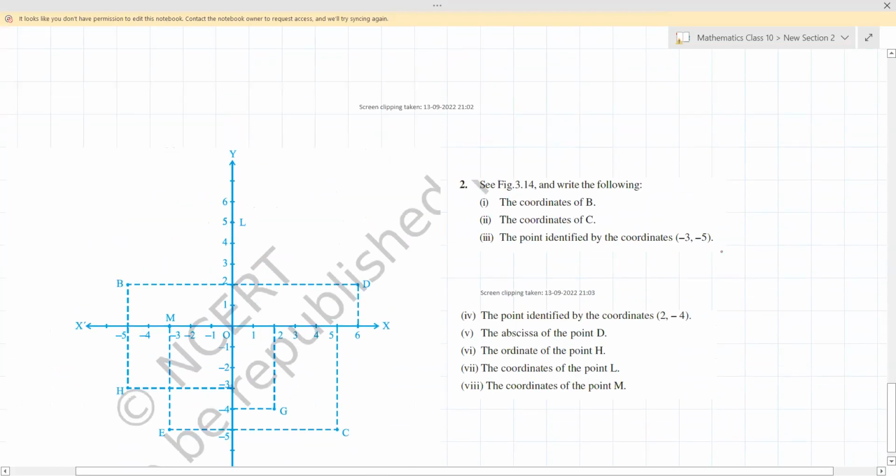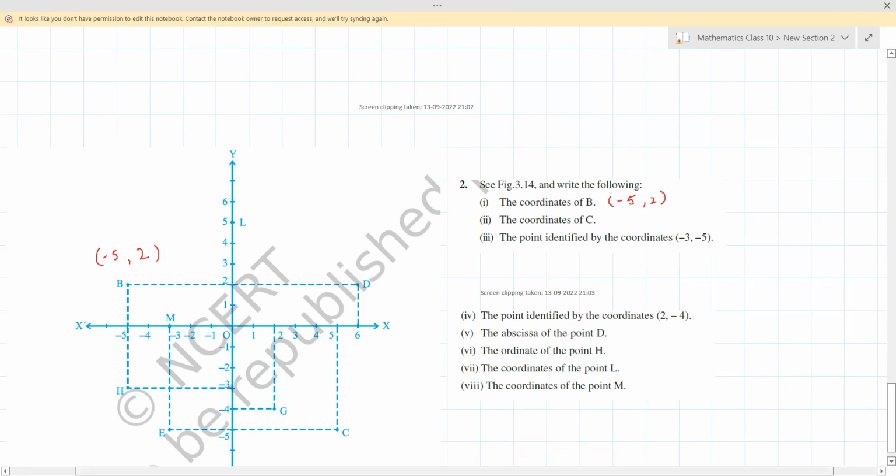In this figure, write the following, okay? The coordinates of B. Now, Jaslyn, can you tell me the coordinates of point B? 2 and -5. Okay, first, what do I write? X coordinate or Y coordinate? X coordinate. Okay, so what is the X coordinate of point B? -5. And then Y coordinate? 2. Okay, so the coordinates of B are -5 and 2, right?